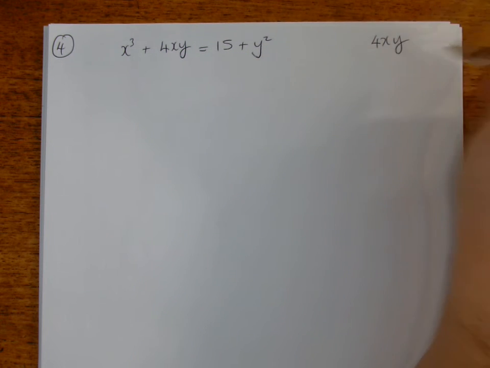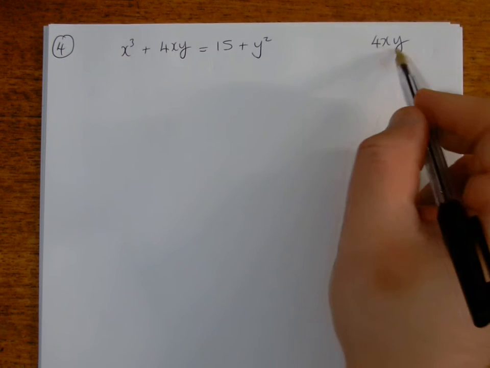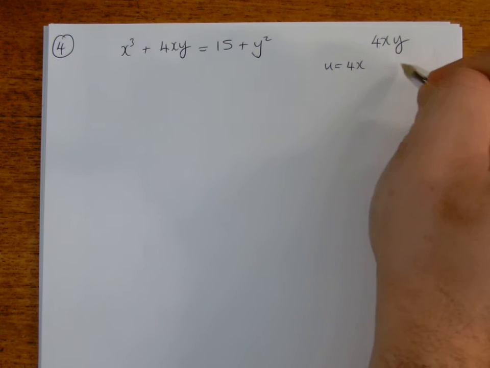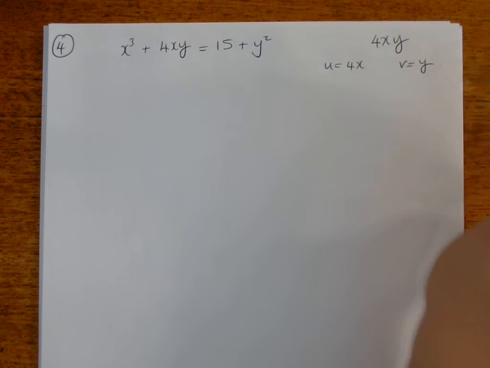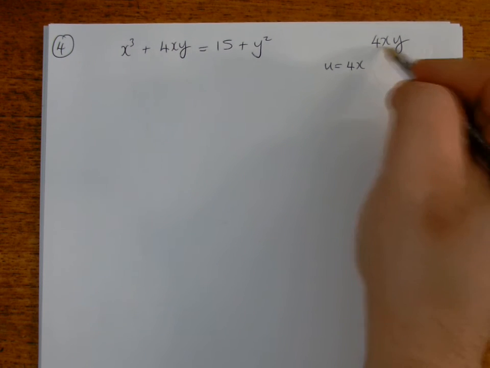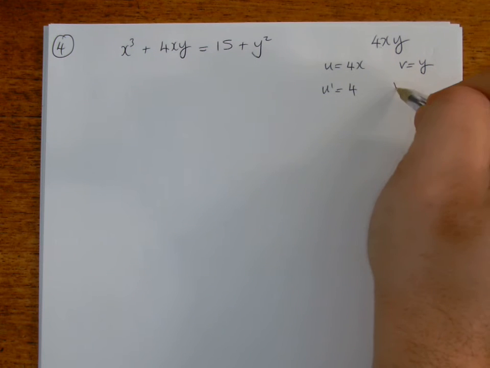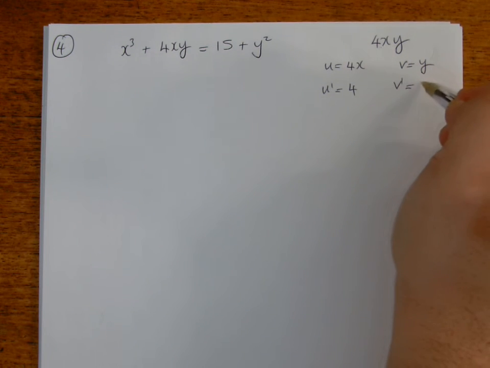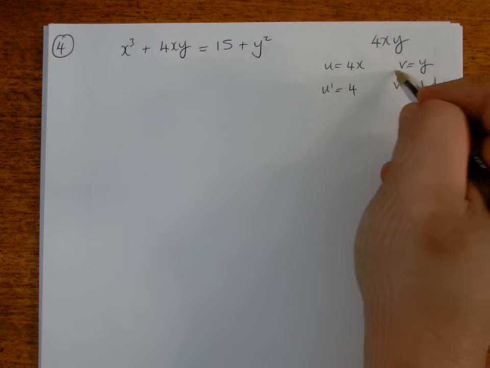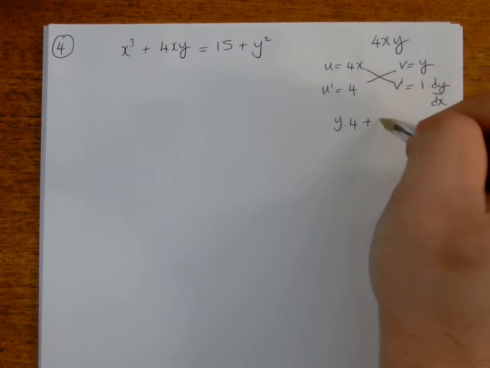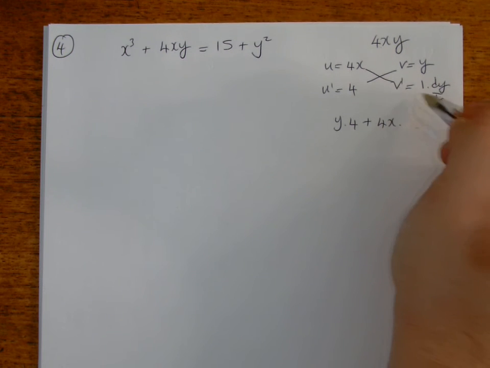Okay, so if I use the product rule to differentiate 4xy to start with, my u will be 4x and my v will be y. So I've got the product of 4x and y, so then my du/dx, or u', will be 4. My dv/dx, or v', well y becomes 1 when you differentiate it, don't forget then to times by dy/dx. So the product rule then, v times du/dx, so y times 4, plus then u times dv/dx, which is 4x times, that'll just be dy/dx.